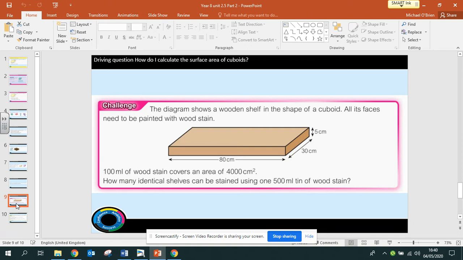Okay, the first thing that we have to do in this case is work out the surface area of the plank. Once we've done that, everything else we will be okay with. So pause the tape, answer the question, come back when you're ready to have your answer checked.